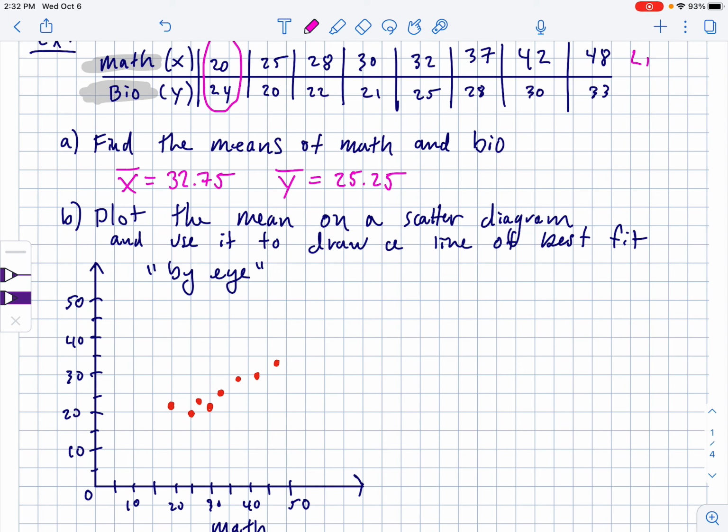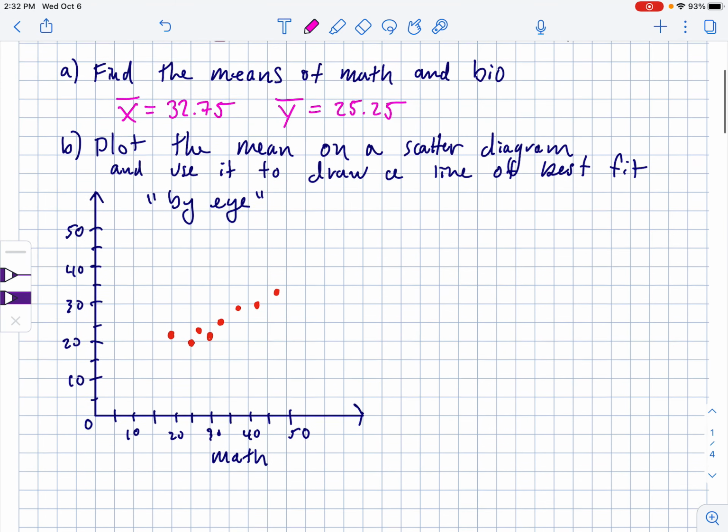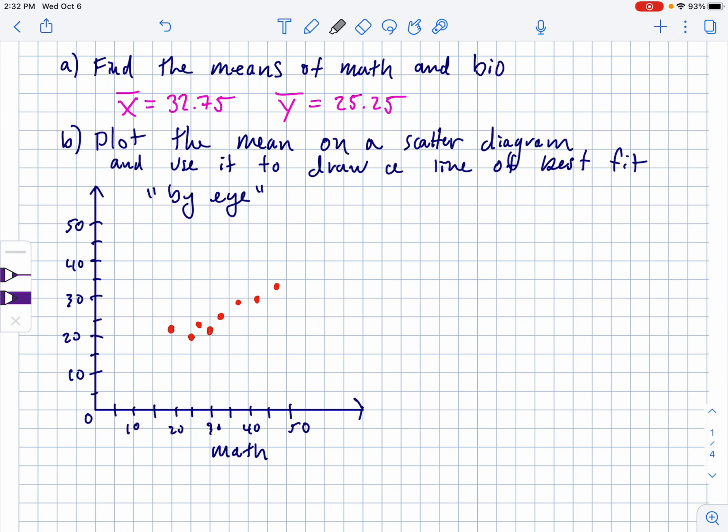Now, we're going to take that data and draw a scatter plot. Remember that's putting the x's in L1, the y's in L2, and then turning your stat plots on and using ZoomStat on your graphing calculator. If you do that, you should get something like this here.